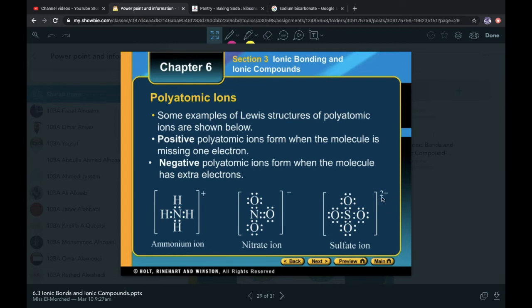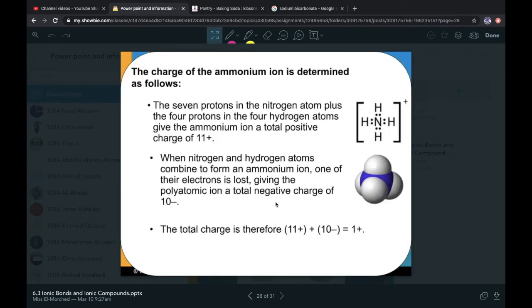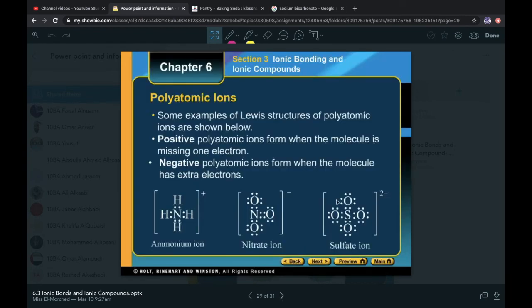So guys, positive polyatomic ions form when the molecule is missing 1 electron. For example, with ammonium, you have lost 1 electron, so you have 1 more proton than electrons, and you're going to end up being a positive polyatomic ion, just like in any other case. But if you have extra electrons, meaning you have more electrons than protons, you're going to be a negative polyatomic ion. You see here, sulfate has 2 more electrons than protons in its overall compound.